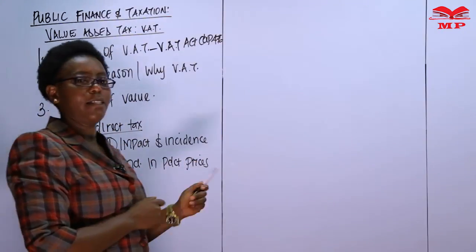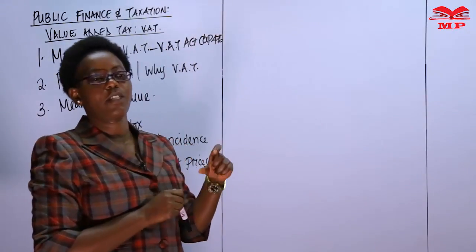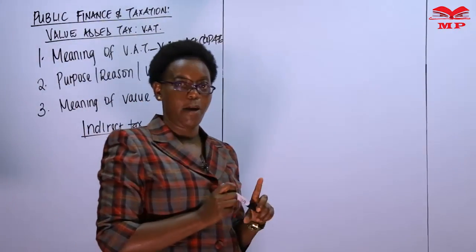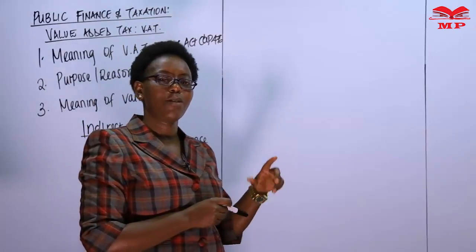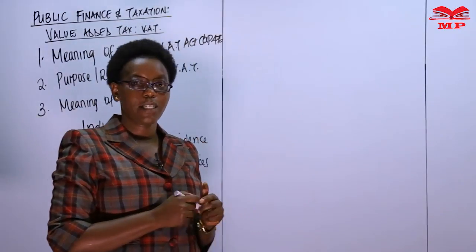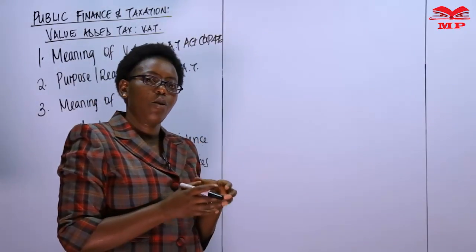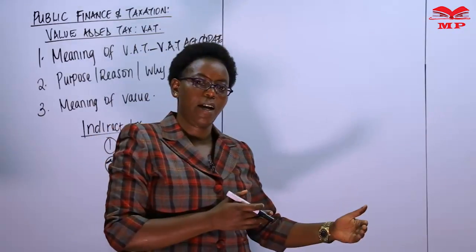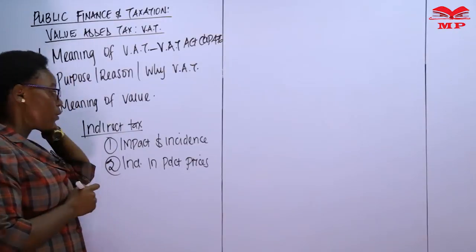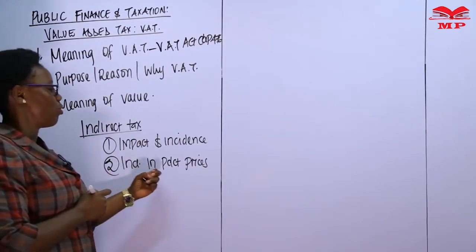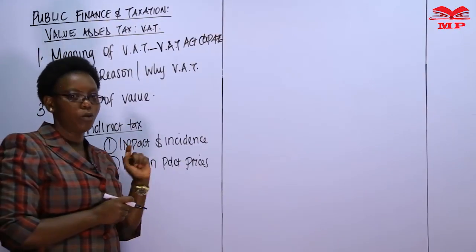Then in impact and incidence, if you remember, we said an impact refers to the first point of contact between a tax and a taxpayer. So when we say that impact of VAT is on one person and incidence on another person, what it means is that the first person who bears the money burden of taxation is not the final one who pays that tax. So normally, because of the inclusion in the product prices, VAT will always be paid by the final consumer.